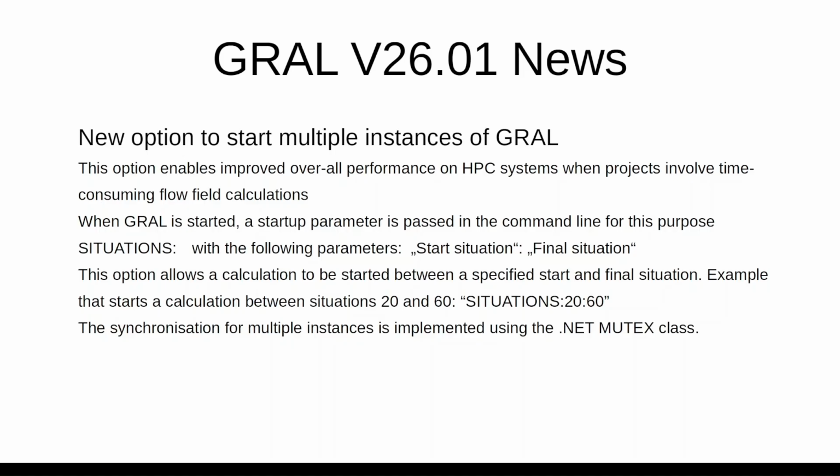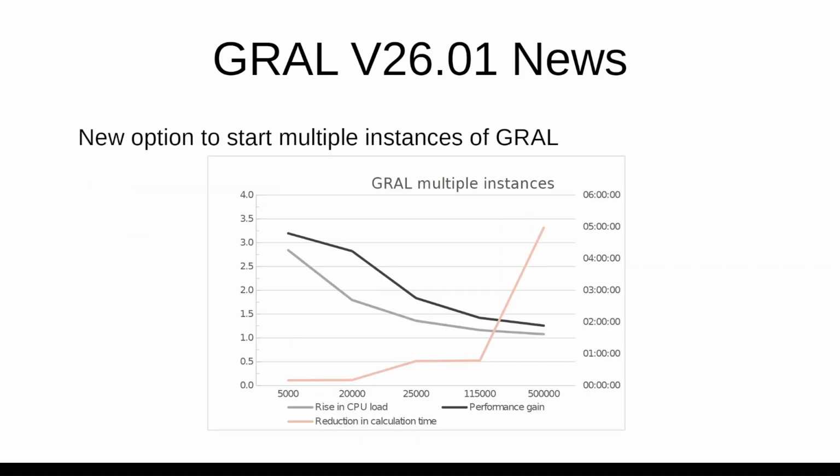For example, the startup parameter situations:20:60 means that this calculation is started with situation 20 and stopped at situation 60. The synchronization for multiple instances is implemented using the .NET Mutex class. The performance gain is between 1.3 and above 3. The gain depends on the size of the domain area and the cell number.